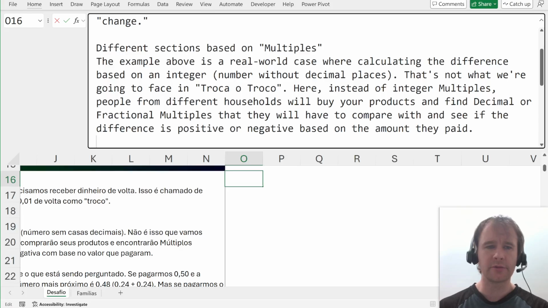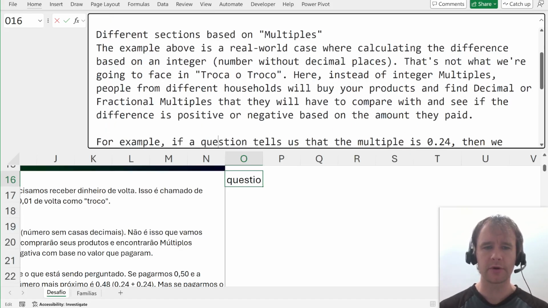Here, instead of integer multiples, people from different households will buy your products and find decimal or fractional multiples that they will have to compare with and see if the difference is positive or negative based on the amount they paid. It's a little confusing, but it'll become more clear. Okay, so here we go.